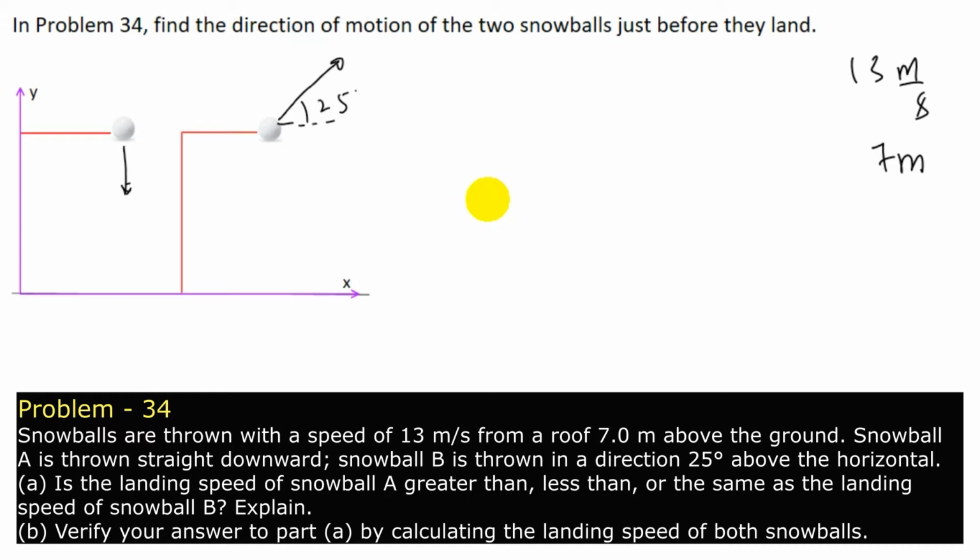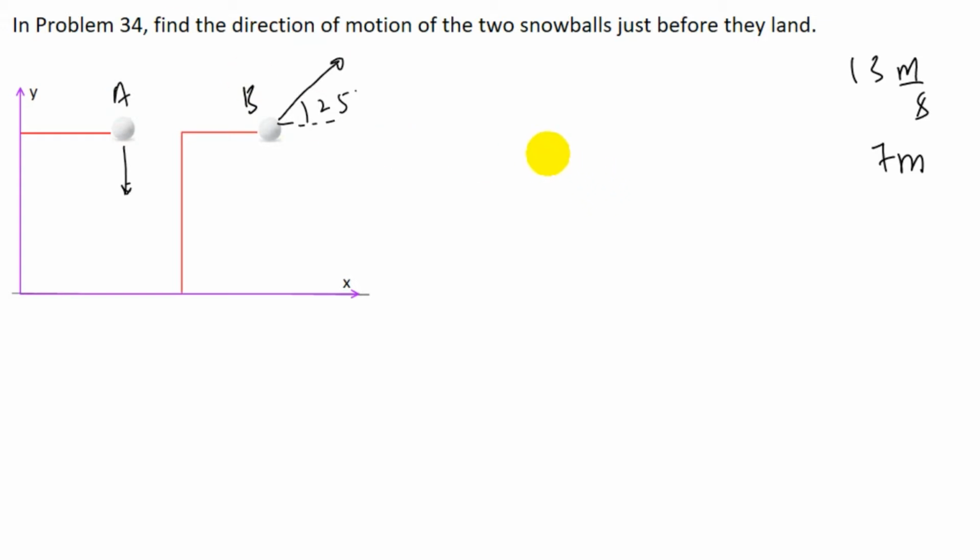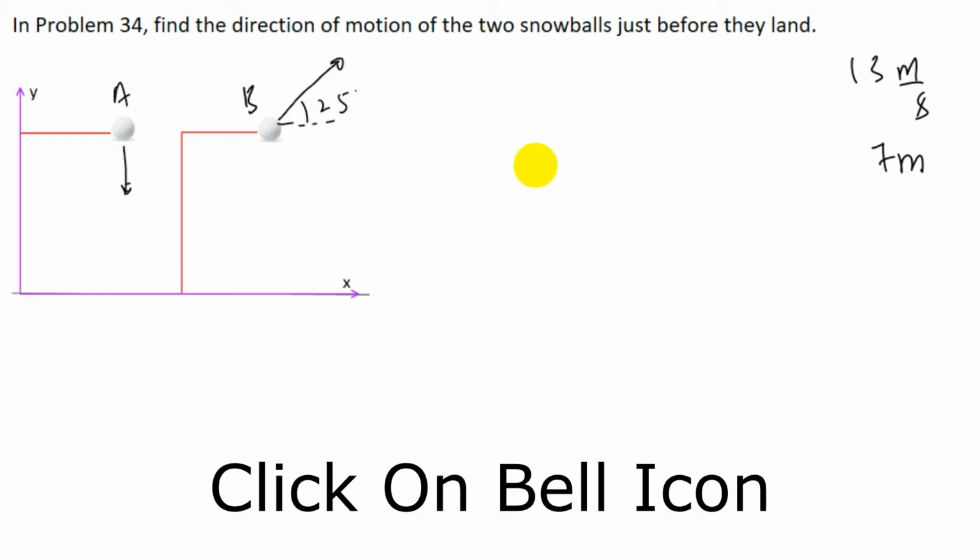And we have to figure out, is the landing speed of ball A equal to, greater than, or less than the landing speed of ball B. This is ball A, this is ball B. And we also have to prove the results by using equations. Now this kind of problem I've discussed earlier also, the cat problem that I discussed.